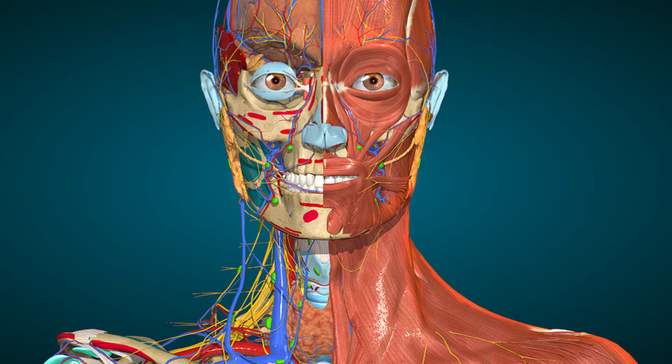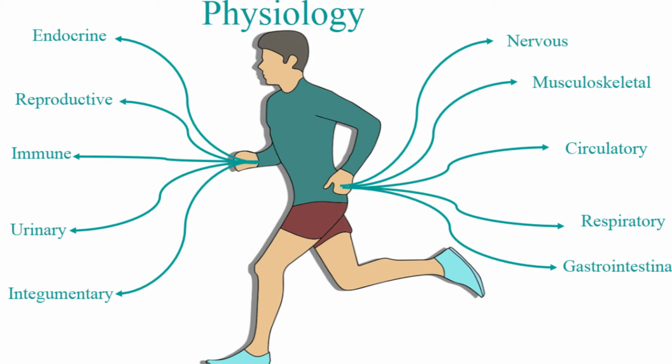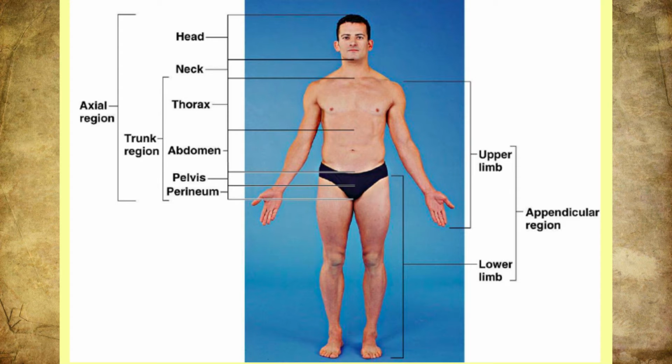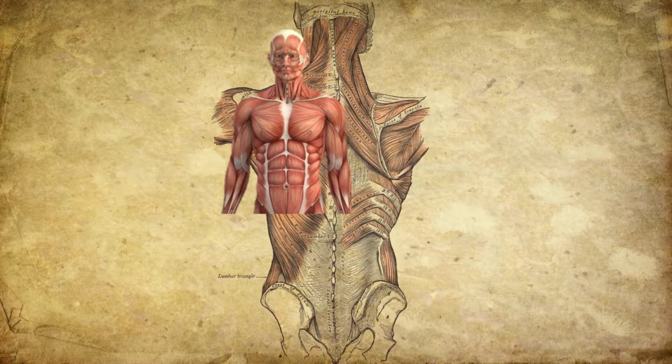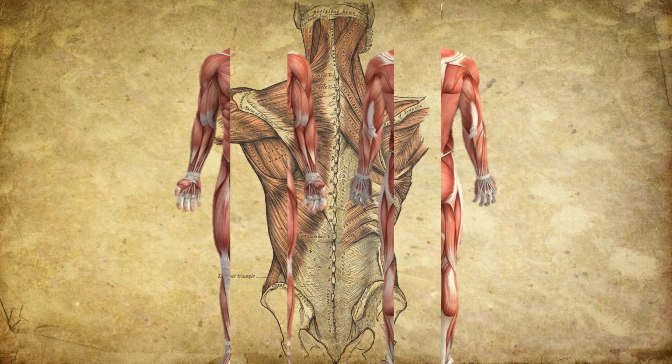Anatomy is the science that studies the body's structures and the relationship among them, whereas physiology is the science that studies body functions or how the body parts work. We can divide the body in five regions: head, neck, trunk, upper limb, and lower limbs. We can also describe body parts using directional terms such as superior, inferior, anterior, posterior, medial, and lateral, among others.